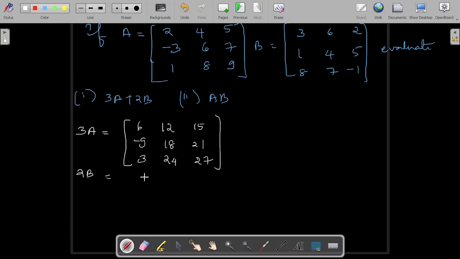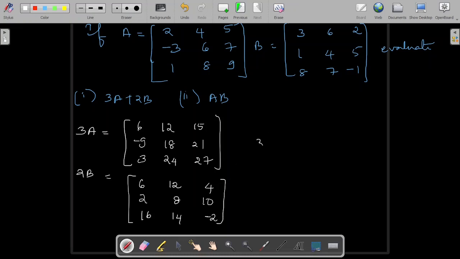Then 2B is equal to, find 2B, multiply every element of B by 2. 3 2 is 6, 6 2 is 12, 2 2 is 4, 2 1 is 2, 4 2 is 8, 5 2 is 10, 8 2 is 16, 7 2 is 14, minus 1 times 2 is minus 2.